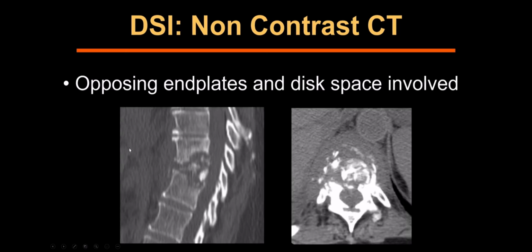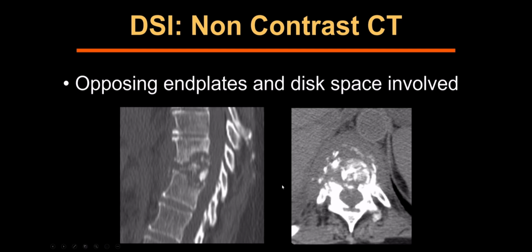Let's move then to CT. Well, we know that we should have involvement of opposing end plates and an abnormal disc space. And I almost don't have to point out the findings here on this sagittal view. Notice the well-defined end plates here. There are virtually no end plates here. And certainly the intervertebral disc space is involved. You can see the paraspinous involvement even on this non-contrast CT.